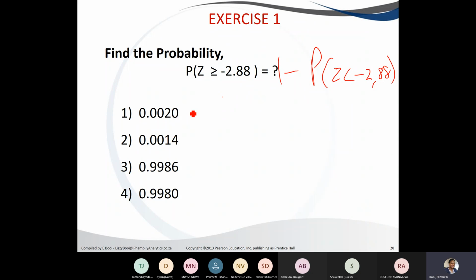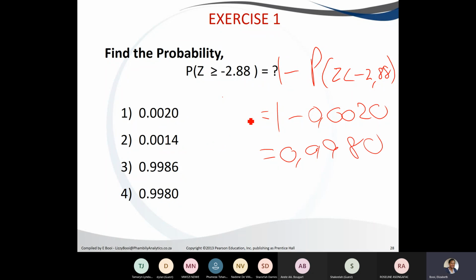I hope you went and found that probability. It is 0.0020, and therefore the answer will be 0.9980. And that will be option number 4. Happy? Any questions? Are you happy?